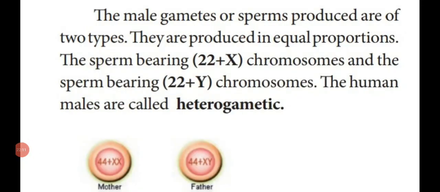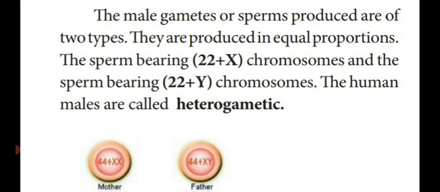Next one, the male sperm produced are of 2 types. That is, they are produced in equal proportion. The sperm bearing 22 plus X chromosome and the sperm bearing 22 plus Y chromosome. See that one, different chromosomes are pairing with the somatic cells. So the human male is known as heterogametic.